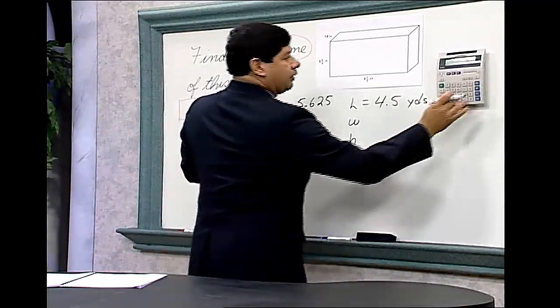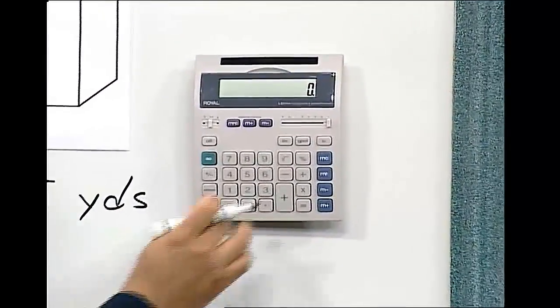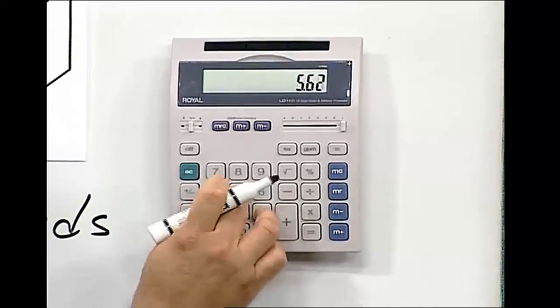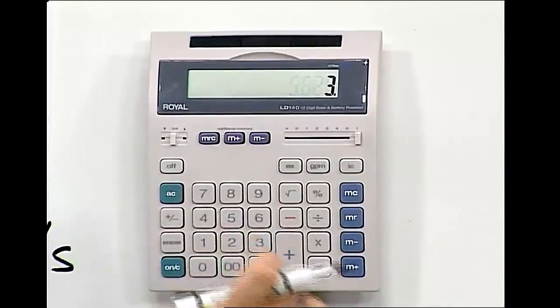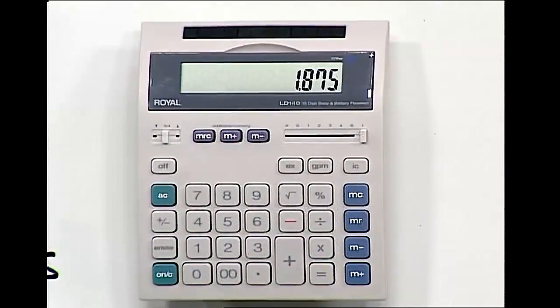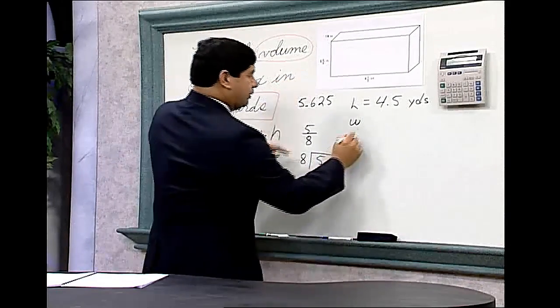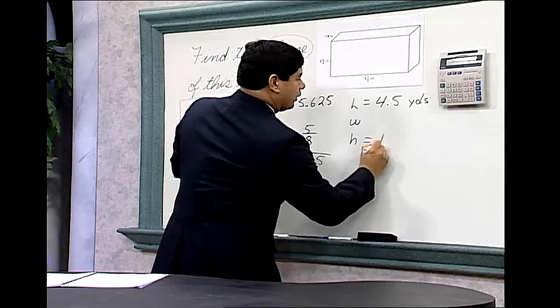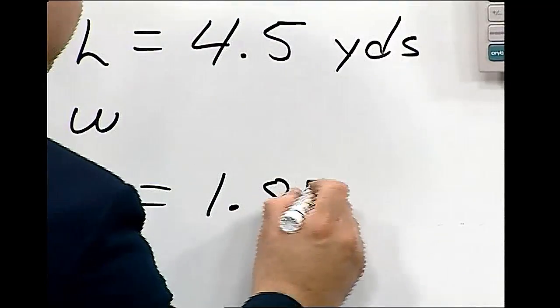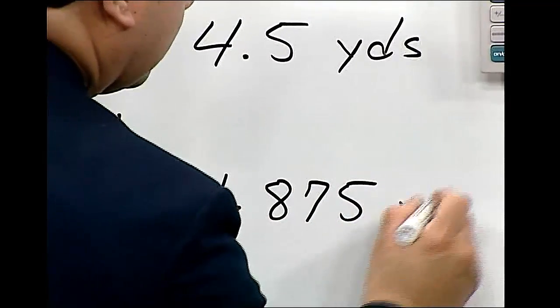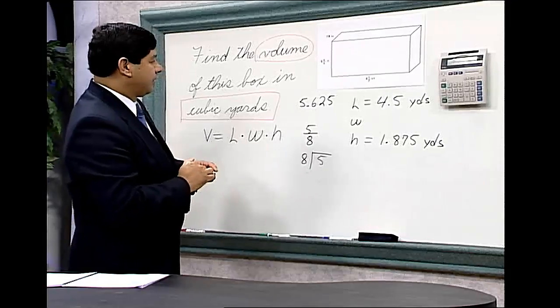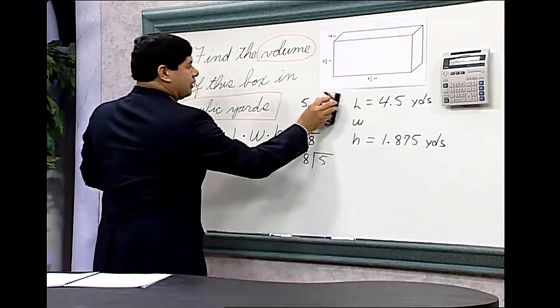Now, to convert this into yards, let's divide this by 3. So let's plug in this number. 5.625 divided by 3 equals 1.875. So that is the height, 1.875 yards. Let's erase this.